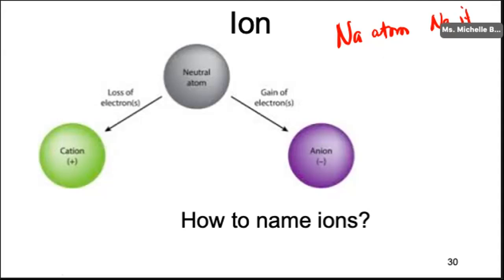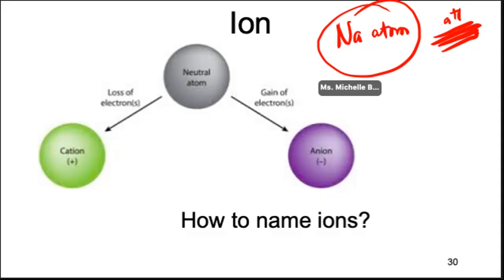Okay. So if we have a sodium atom and a sodium ion, which one is bigger? Of course, this one, the sodium atom, is bigger than the sodium ion positive 1, because the ion loses an electron, right? Sodium ion, please take note.